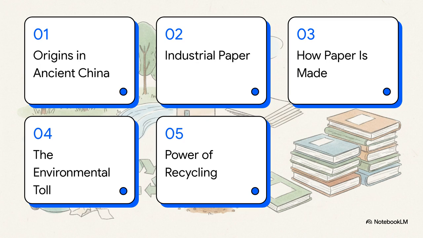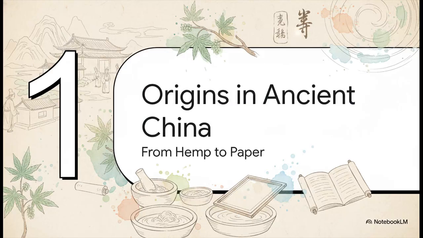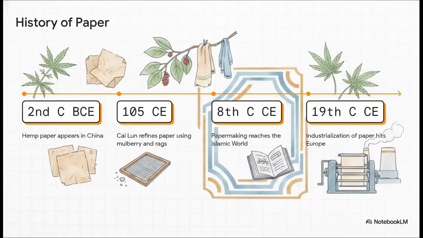Let's dive in. Part 1. Origins in Ancient China. To really understand paper, we've got to look back, way back. Primitive hemp paper actually showed up in China around the 2nd century BCE, and get this, it was likely just a happy accident from washing hemp clothes.